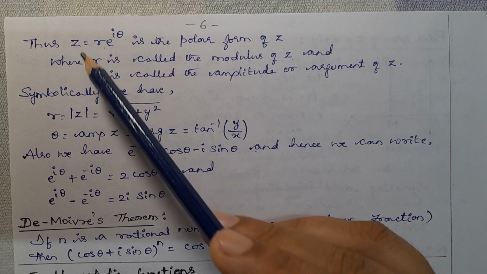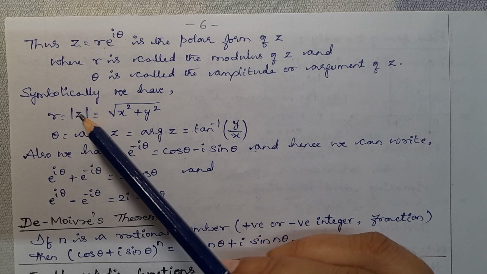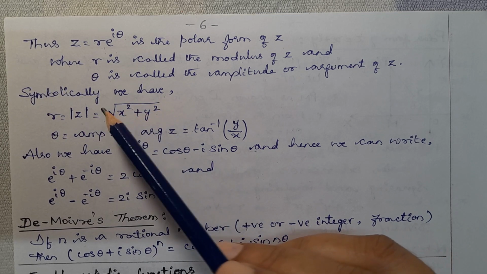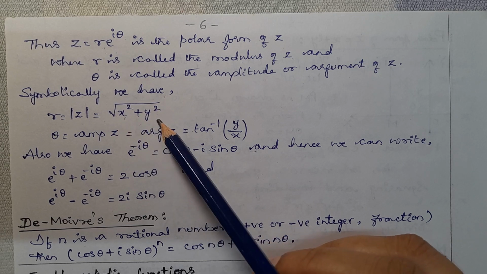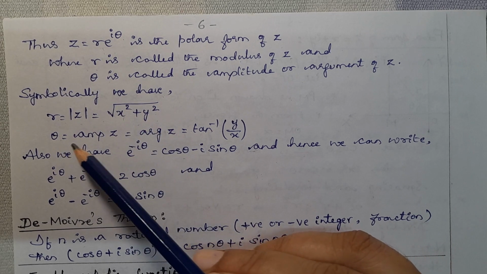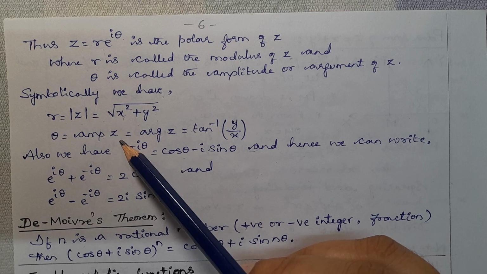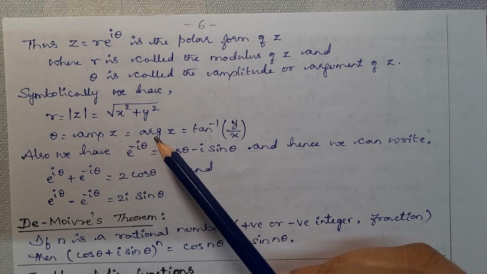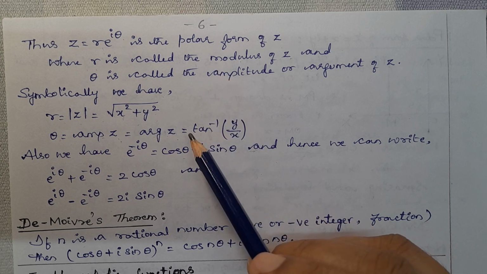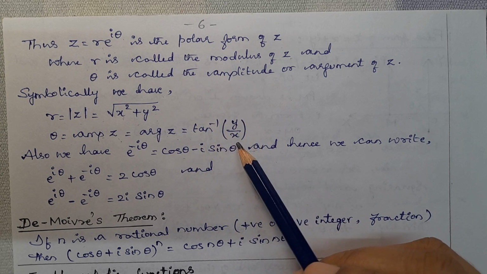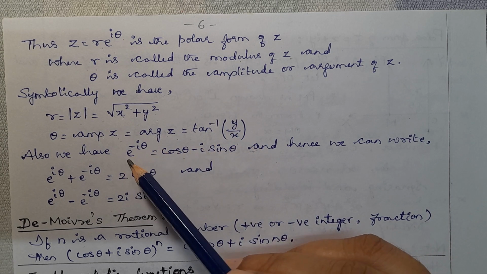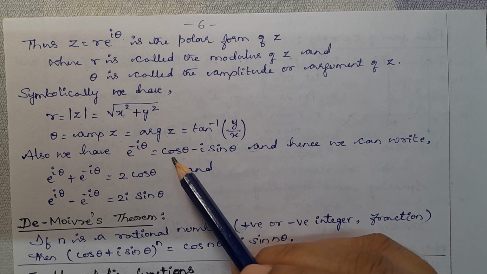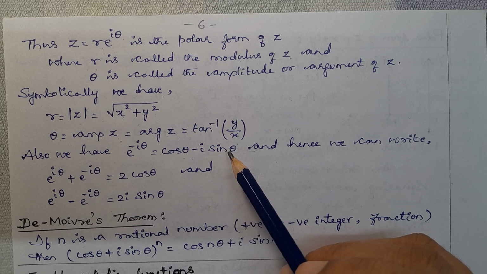Symbolically, we have r equal to mod of z, modulus of z, equal to square root of x square plus y square. Theta is amplitude of z or argument of z, amp z or arg z, equal to tan inverse of y by x. Also, we have e power of minus i theta equal to cos theta minus i into sin theta.